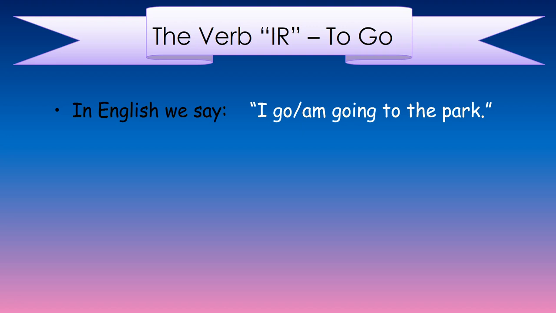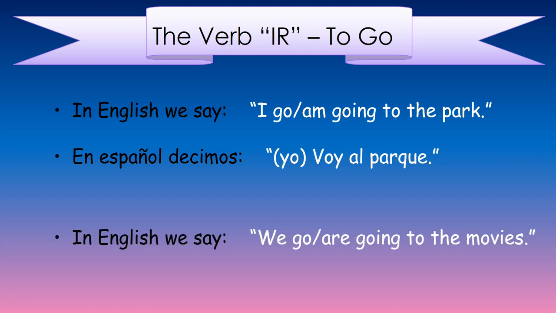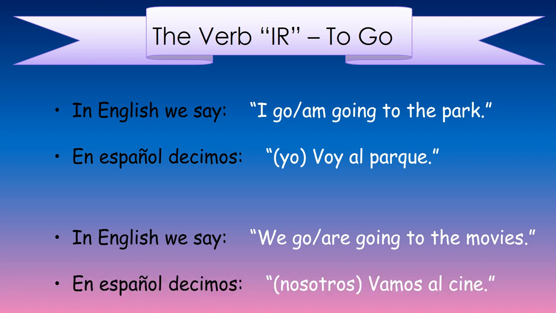Some examples. In English, we might say, I go to the park, or I am going to the park. In Spanish, we would say, voy al parque. That means both I go and I'm going. And just a note, I have the pronoun in parentheses because you don't need it. It's not wrong to have it, but you don't need it there. Another example, we might say we go to the movies or we are going to the movies. In Spanish, it would be nosotros vamos al cine.